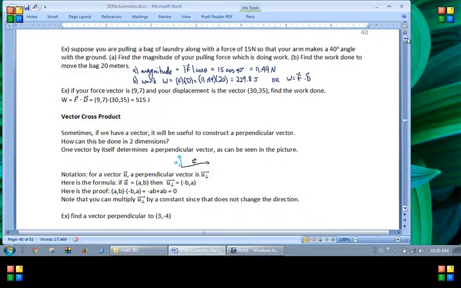So, here's a vector, 3 comma negative 4. Let's find a perpendicular vector. So what's a perpendicular vector? 4 comma 3. It's a short problem.